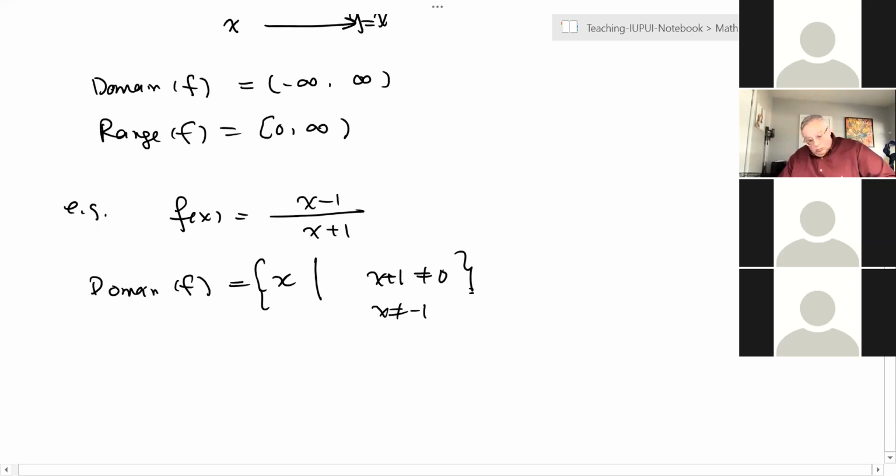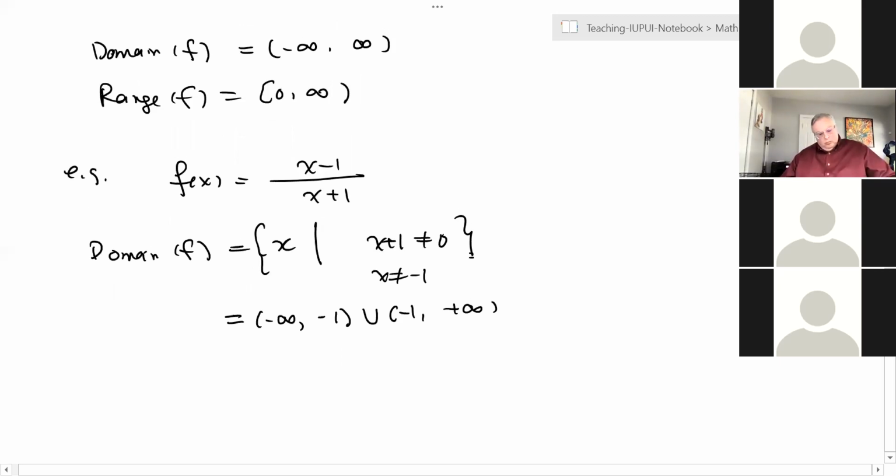So if you want to express it as an interval, you take the whole line and delete the number negative 1. So it's from negative infinity to negative 1, union from negative 1 to infinity. So it consists of two separate intervals. Now, how about the range? Well, it's a little difficult to find out the range.